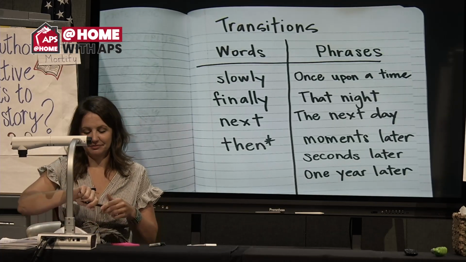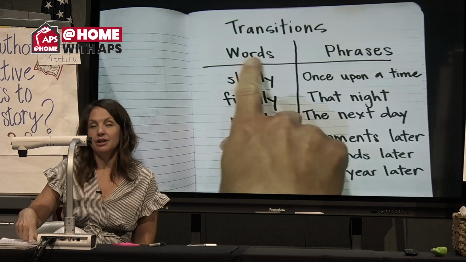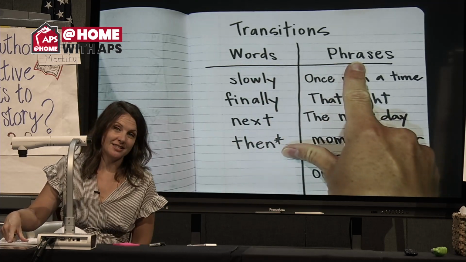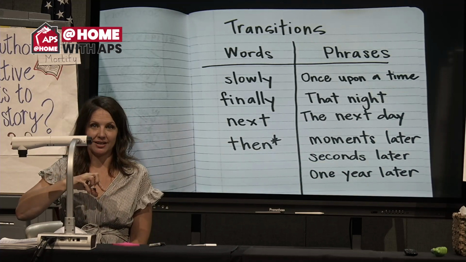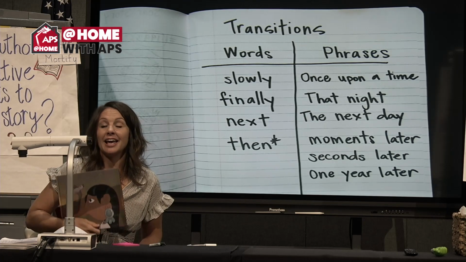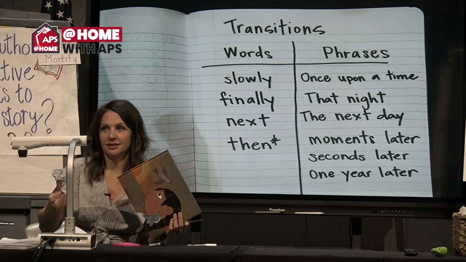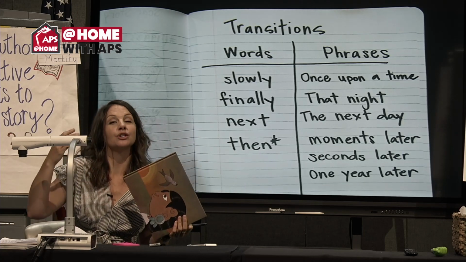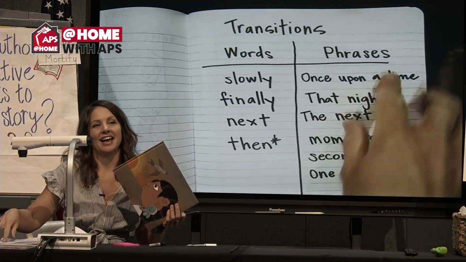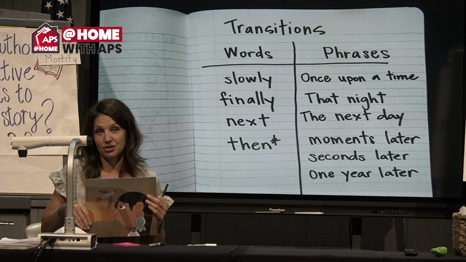Tonight in your reading, look for transitions. Tonight in your reading, look for how writers use words and phrases to show that time is changing. You can do that in picture books, chapter books too. In picture books, look at the first word on the page. In chapter books, look at how new paragraphs or new chapters are beginning. Make a list. Words and phrases. See how time is changing in stories.